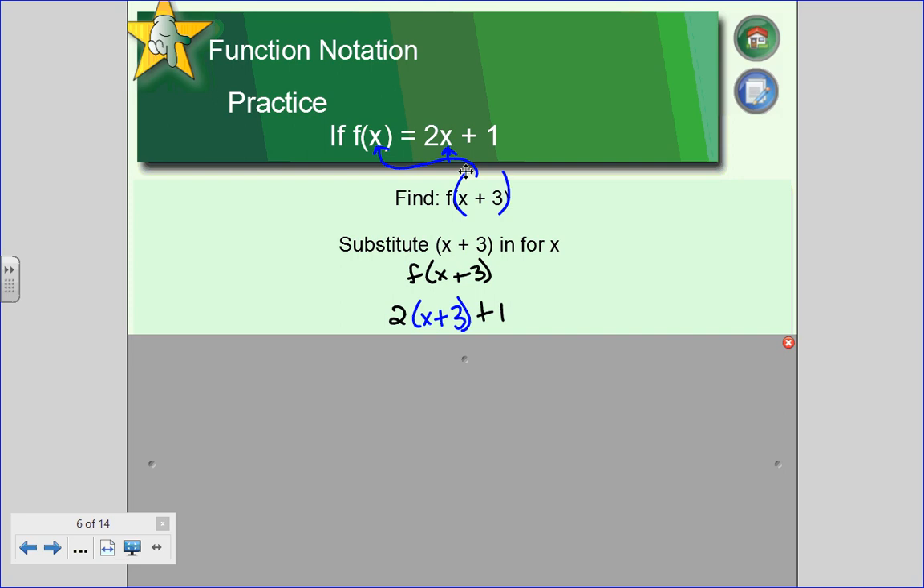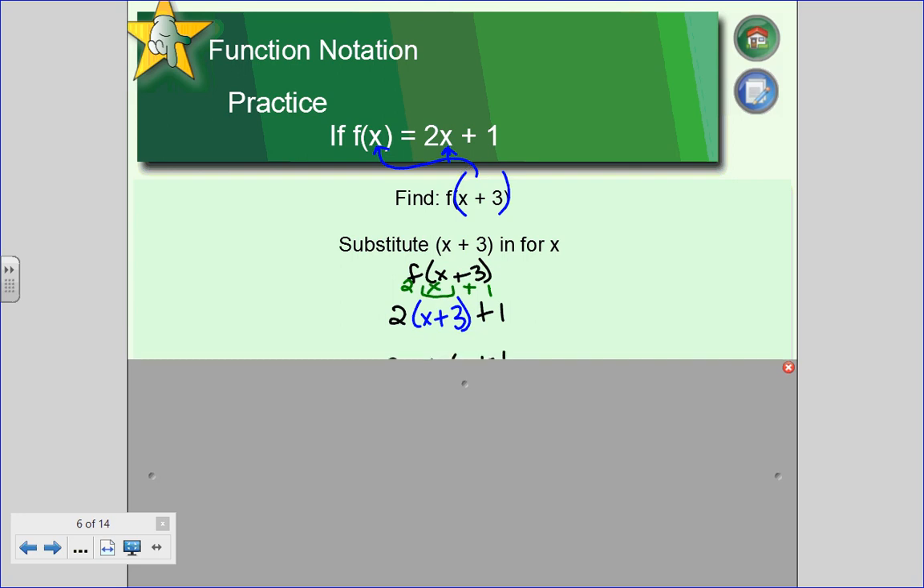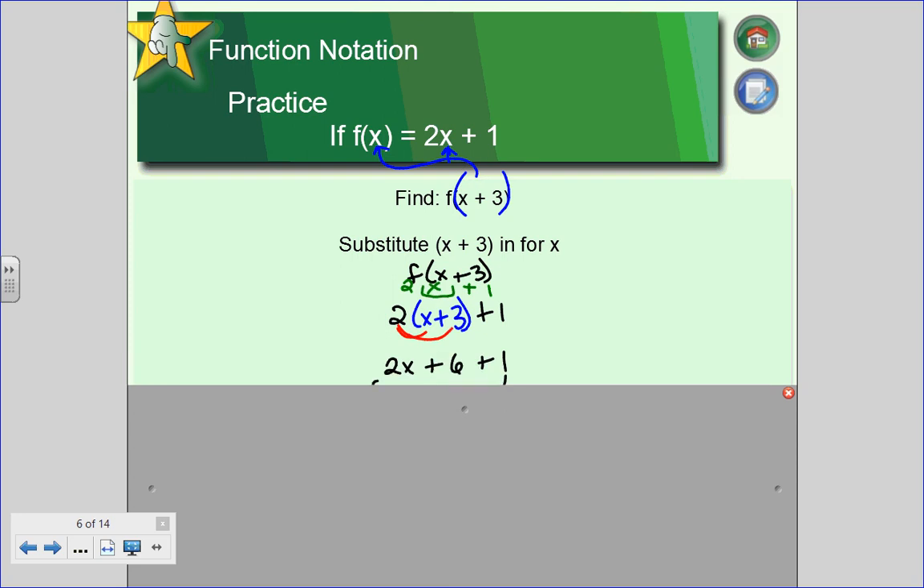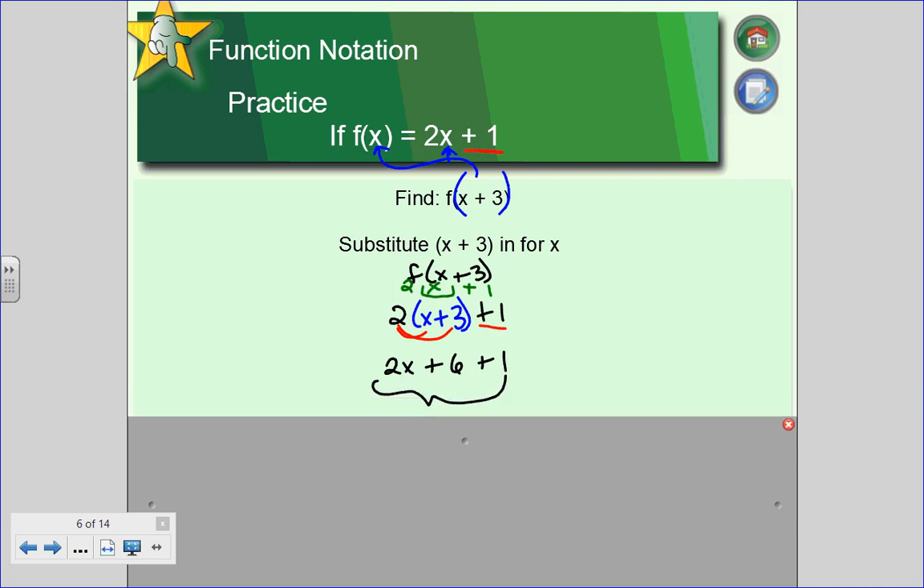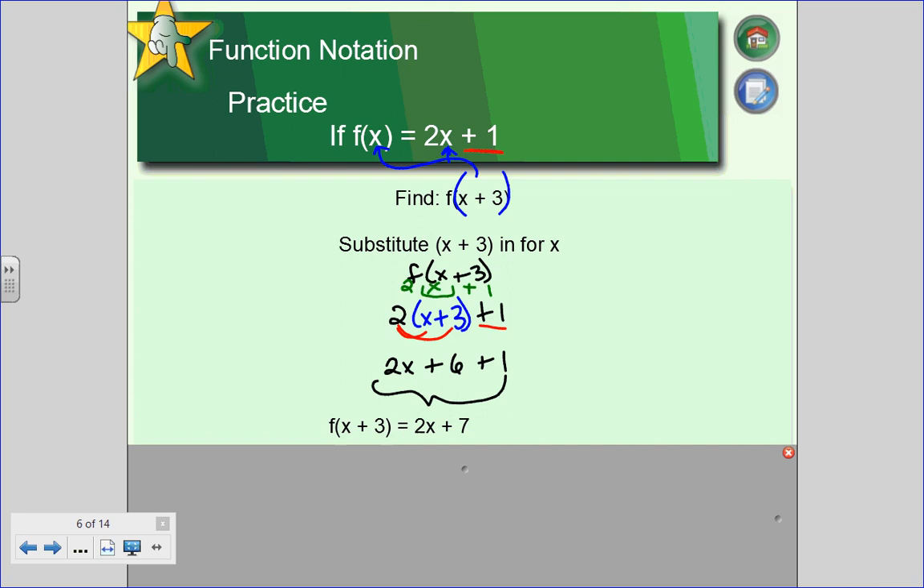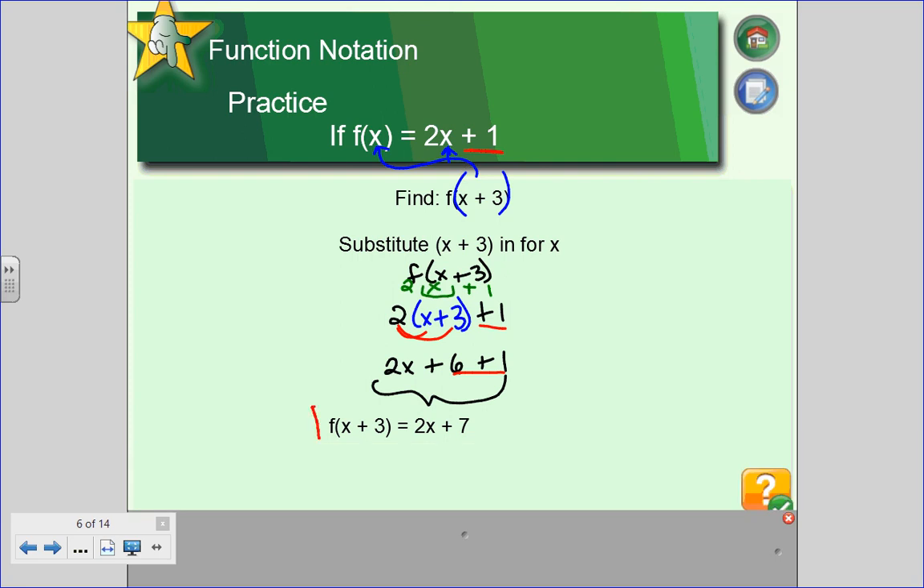So we were starting out with a 2x plus 1, and instead of x, we're replacing x with the x plus 3 in parentheses. Again, parentheses are crucial because we actually need to distribute in this situation to simplify. So that gives us 2x plus 6. Don't forget to bring down this plus 1 from the function itself. And the 6 and 1 can combine to be a 7, but that's as far as we can go. So we'll end by saying f of x plus 3 simplifies to 2x plus 7.